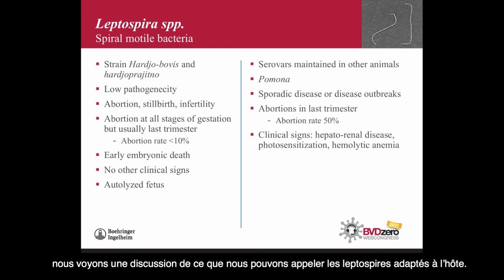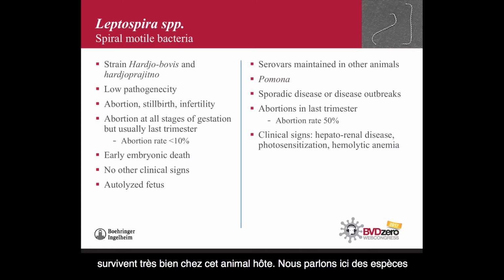Here we're talking about Hardjo and Hardjo-prajitno species. They can cause abortion, have very low pathogenicity, and can cause some degree of infertility, but the abortion rates are very, very low and can be hard to actually detect in a population of cattle. There's also an association with early embryonic death, but we don't see any other clinical signs. There are no other signs of illness of that cow. It can result in an autolyzed fetus.